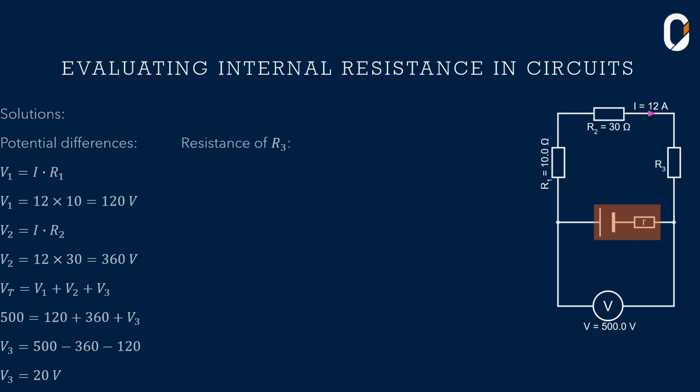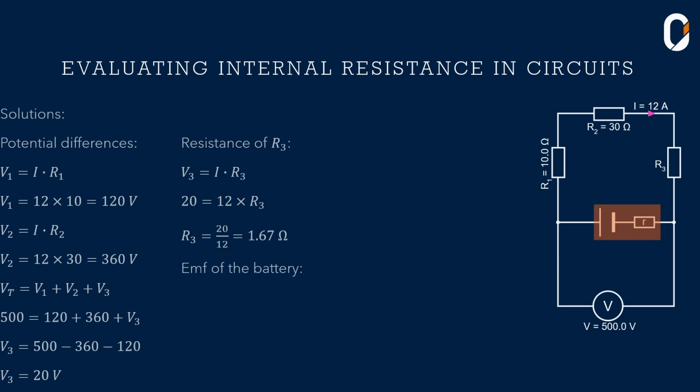Now let's move on to calculate the resistance of R3. We know that V3 is equal to I multiplied by R3 from Ohm's law, and we know the voltage and the current, and hence we can calculate the resistance. First, let's substitute in the values that I already know. 20 equals 12 multiplied by R3, and dividing both sides by 12, I will have R3 equals 20 over 12, and hence R3 is equal to 1.67 ohms.